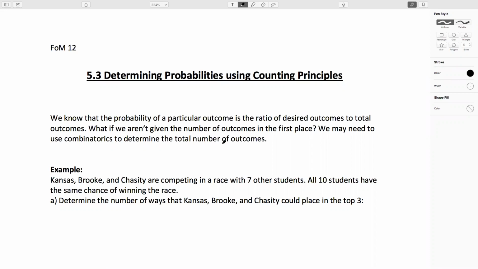So last class we talked about how to calculate probabilities, and the big idea is that the probability of an event happening is going to be equal to the number of desirable outcomes divided by the total number of outcomes.